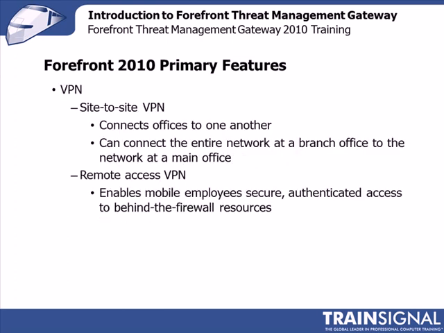Forefront also provides Virtual Private Network, or VPN, capability in two different ways. First of all, you have the capability to create a site-to-site VPN which connects branch offices with one another. You can connect the entire network at a branch office to the network at the main office, for example. When you have a site-to-site VPN, the individual PCs in the branch office do not have to connect via a VPN client. Why? This is because Forefront TMG is acting on their behalf. So when their traffic passes through Forefront TMG, the site-to-site VPN that's been established by Forefront is the mechanism by which those machines hit the headquarters network.